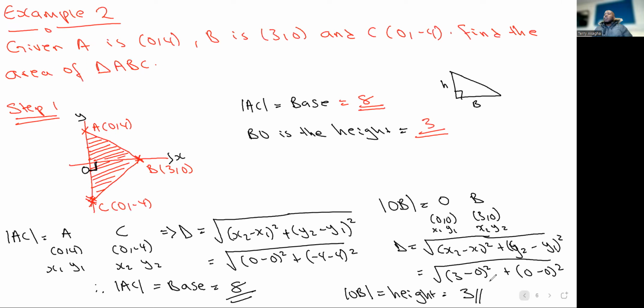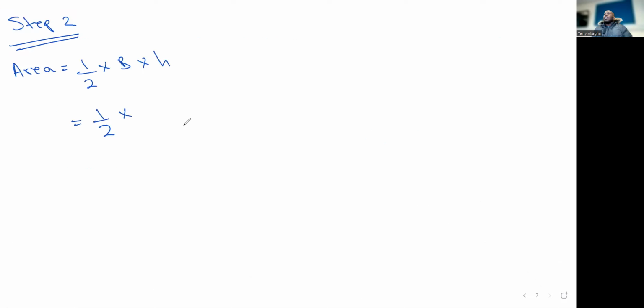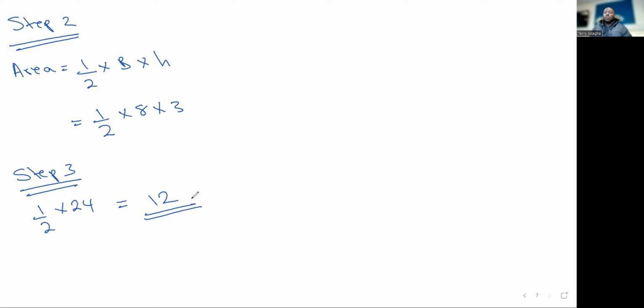Then having that in mind, we can now find the area. So step 2: the area is equal to 1/2 times the base times the height. The base is 8 and the height is 3, so 1/2 times 8 times 3. Step 3, we simplify: 1/2 times 24, which gives you 12. So the area for this is 12.